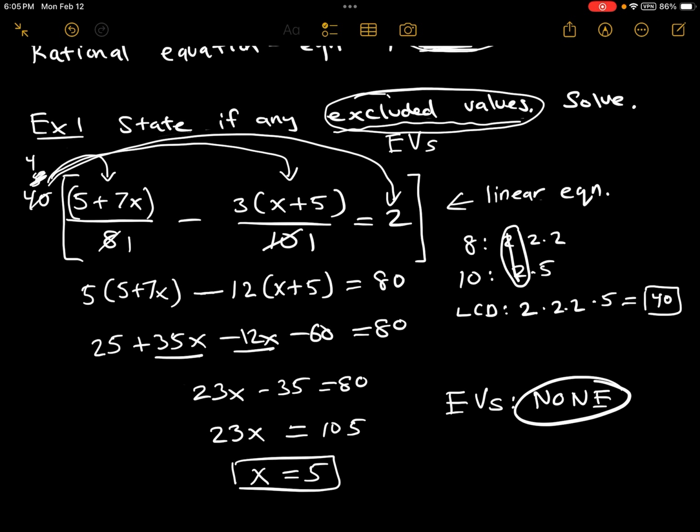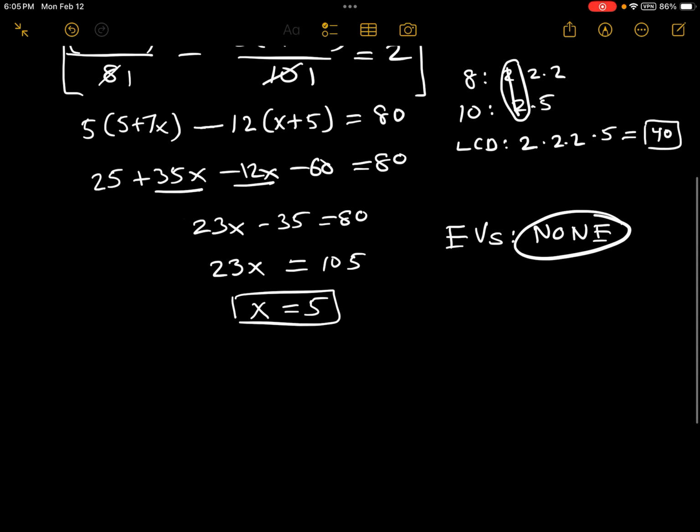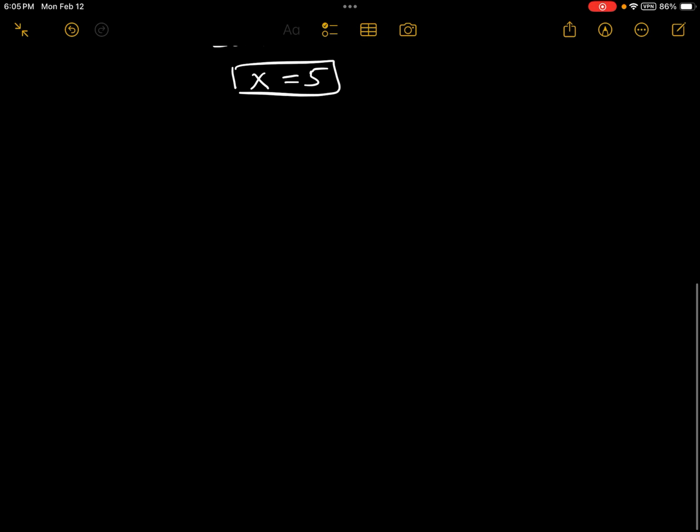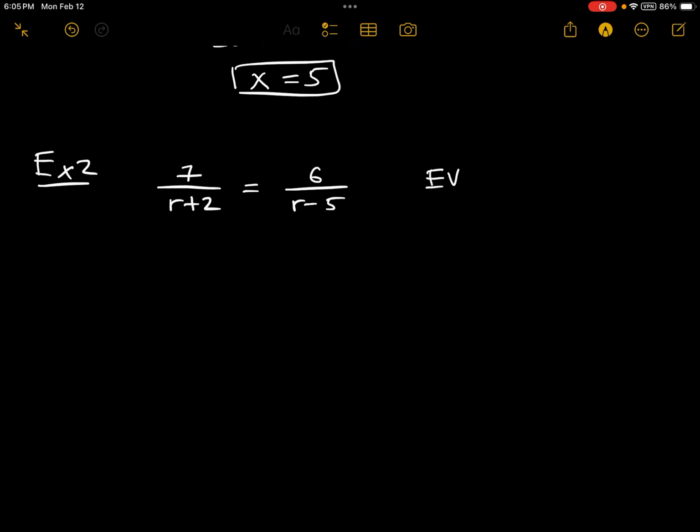So let's take a look at the second example over here. All right, so over here, we have 7 over r plus 2 is equal to 6 over r minus 5. All right, so this one, right, if we state the EVs, anything that makes our denominator 0, we simply set r plus 2 not equal to 0. And if you solve, r can't equal negative 2, right? And we set r minus 5 not equal to 0. r cannot equal 5. So these are your excluded values.